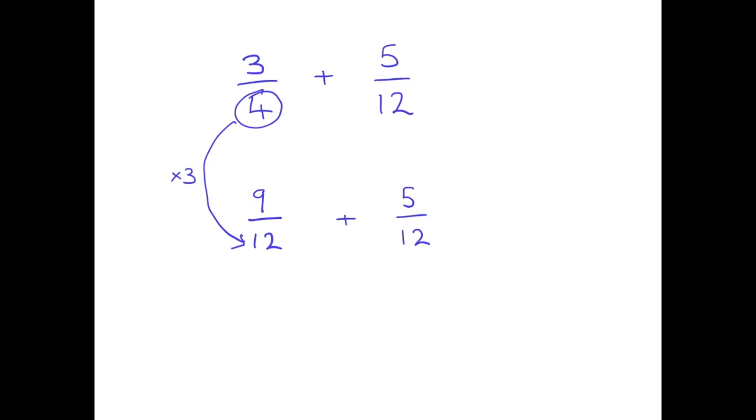Now we've just got to add our numerators together. 9/12 add 5/12 equals 14/12. Now we could simplify that, and we could also convert it back to a mixed number. However, that's covered in another video, so we're going to leave it as it is for now.